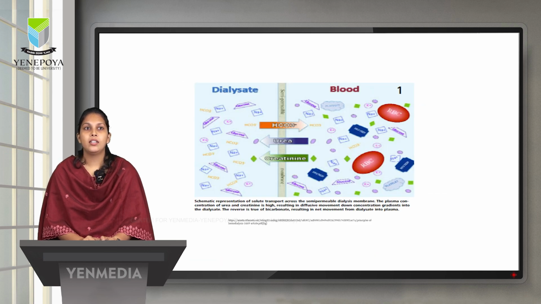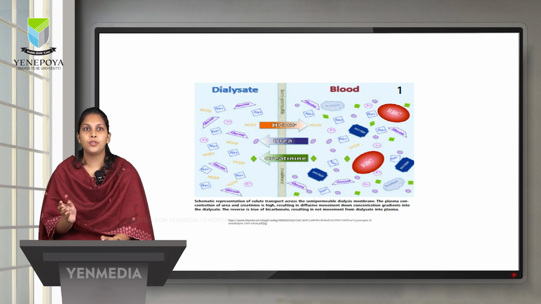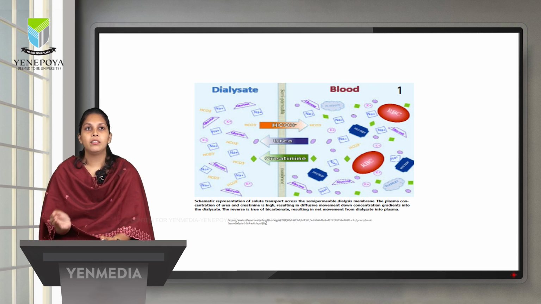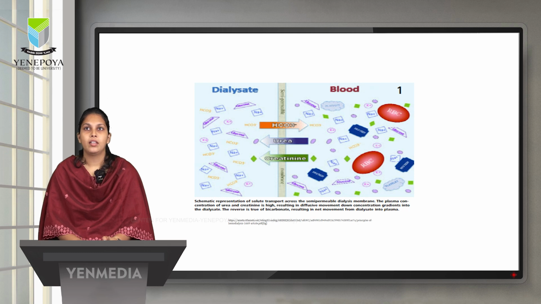So, this is the schematic representation of what is happening in the dialyzer. From the dialysate and blood compartments, the substances that should be removed, like urea, creatinine and other nitrogenous waste, are removed from the blood, and bicarbonate is taken from the dialysate to the blood. This is happening in the dialyzer.